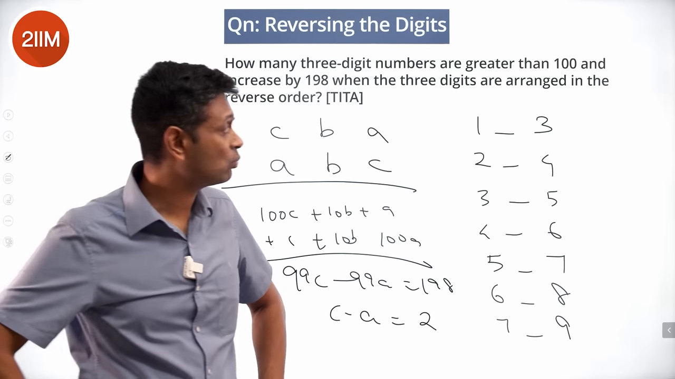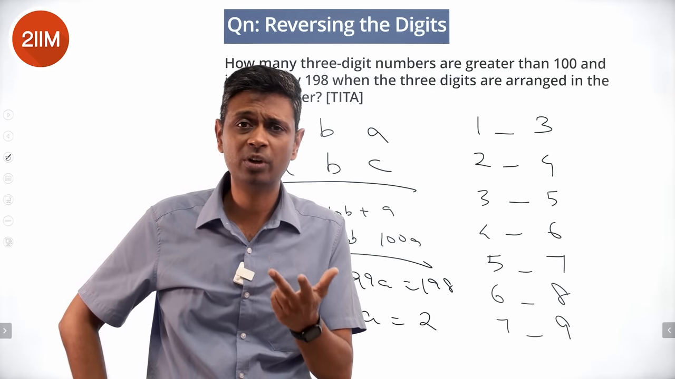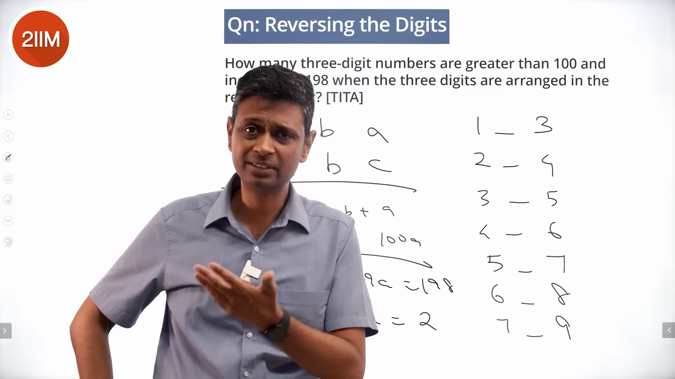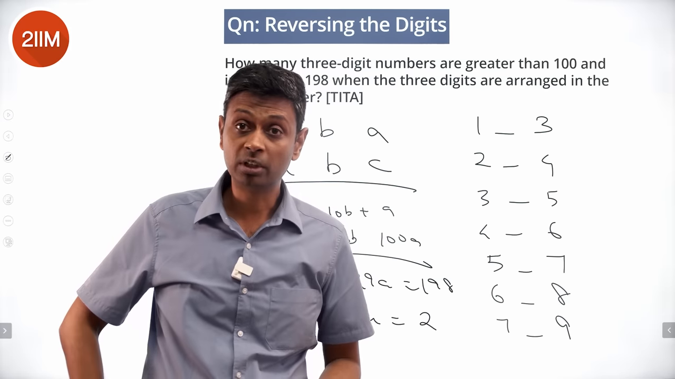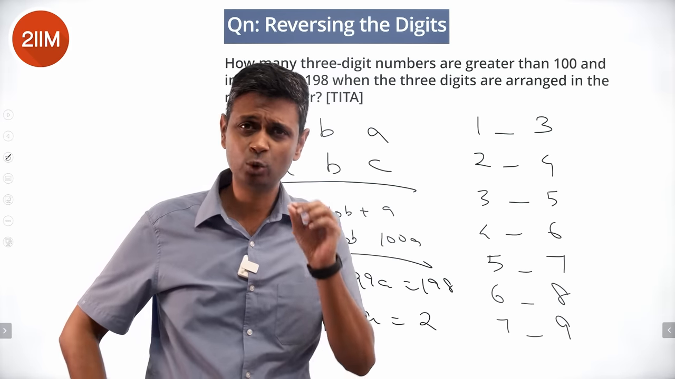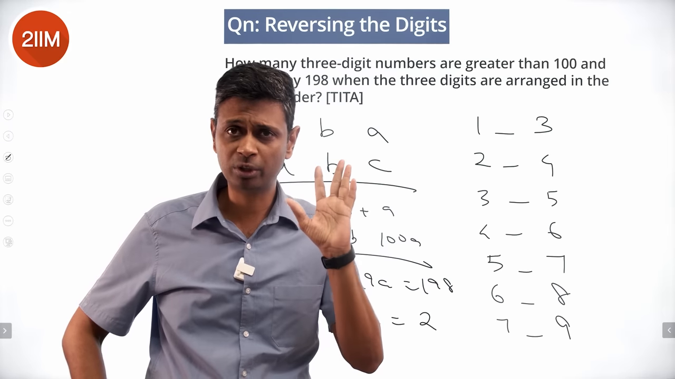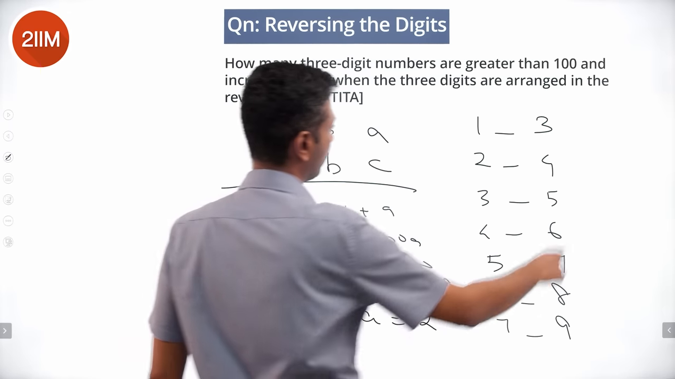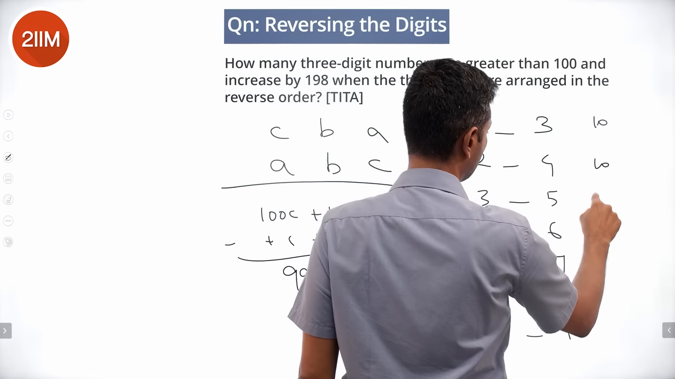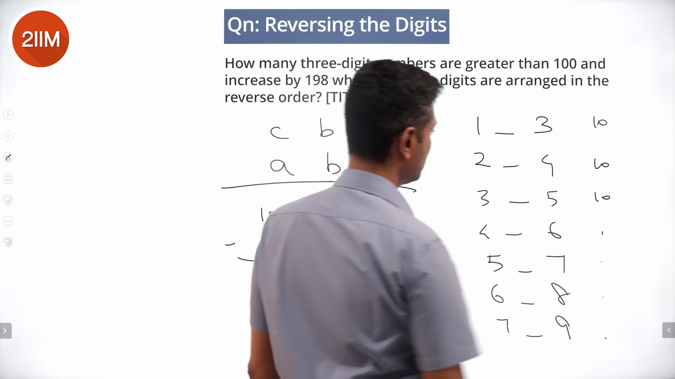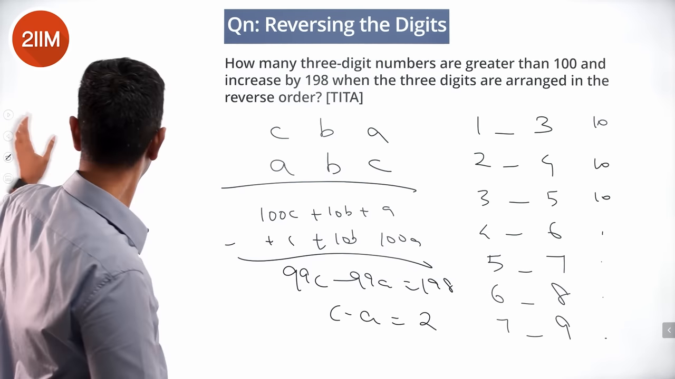How many numbers are from 1-3? It could be 103, 113, 123, 133, etc. 10 possible numbers. With the middle digit, there's no constraint on B. B can take all values from 0 to 9. So 10 numbers here, 10 here, 10, 10, 10, 10, 10. 70 different numbers are possible.